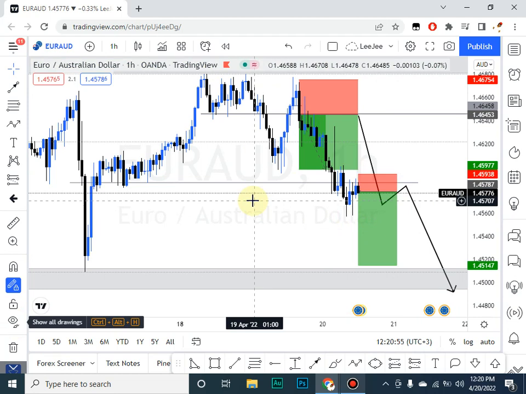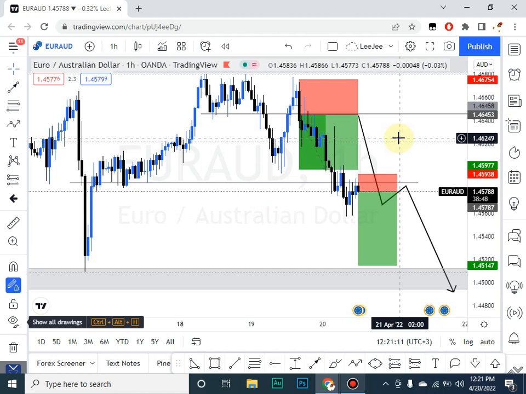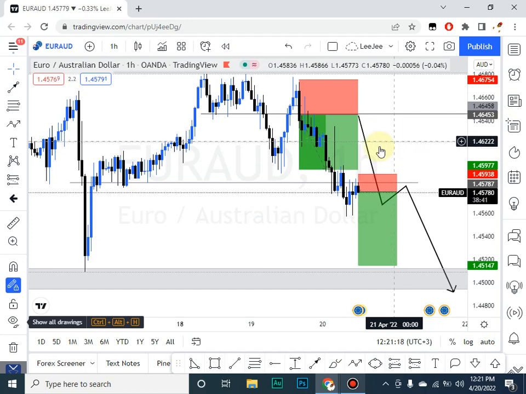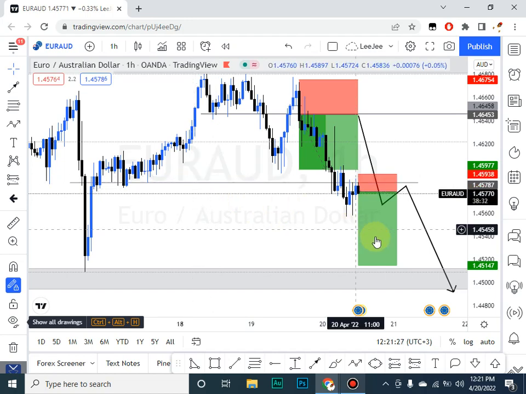Good. Just made that entry, and my stop loss should be 1.45977, and now my take profit should be 1.45147. Good.